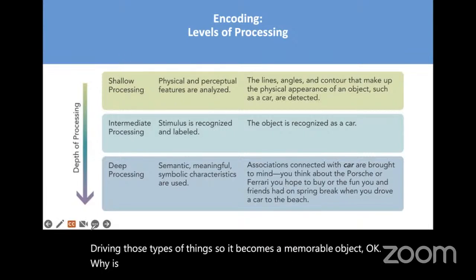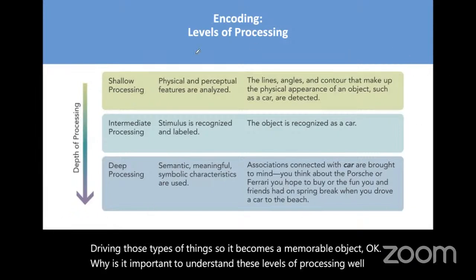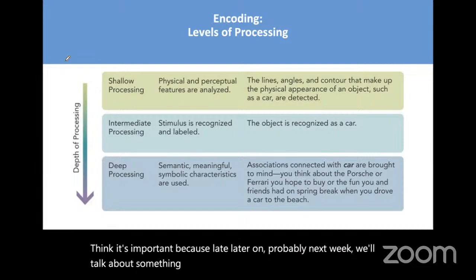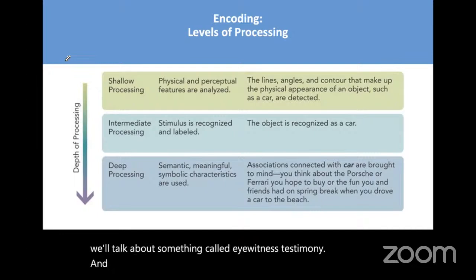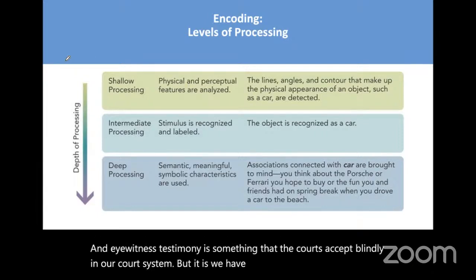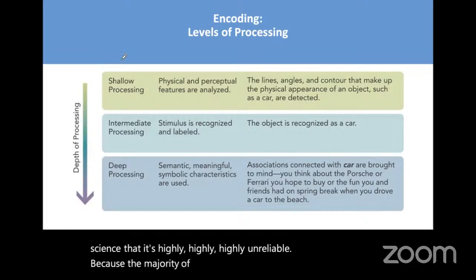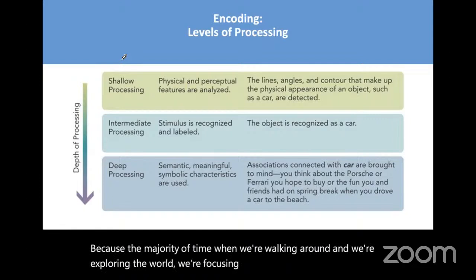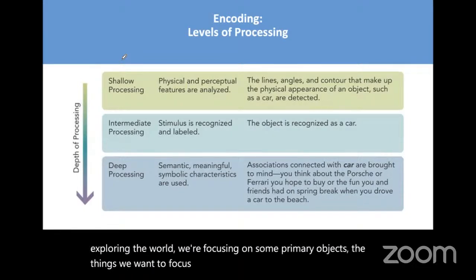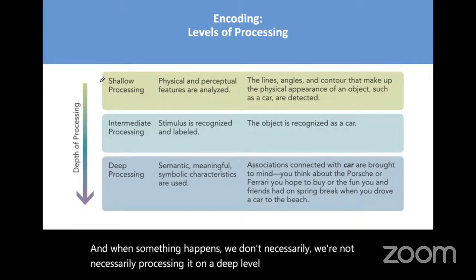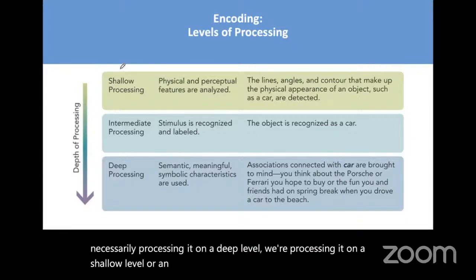Why is it important to understand these levels of processing? Well, I think it's important because later on, probably next week, we'll talk about something called eyewitness testimony. And eyewitness testimony is something that the courts accept blindly in our court system. But we have found in research and in science that it's highly, highly, highly unreliable. Because the majority of the time when we're walking around and exploring the world, we're focusing on some primary objects, the things we want to focus on. And when something happens, we're not necessarily processing it on a deep level. We're processing it on a shallow or intermediate level. These two types of processing often do not make it to long-term memory.